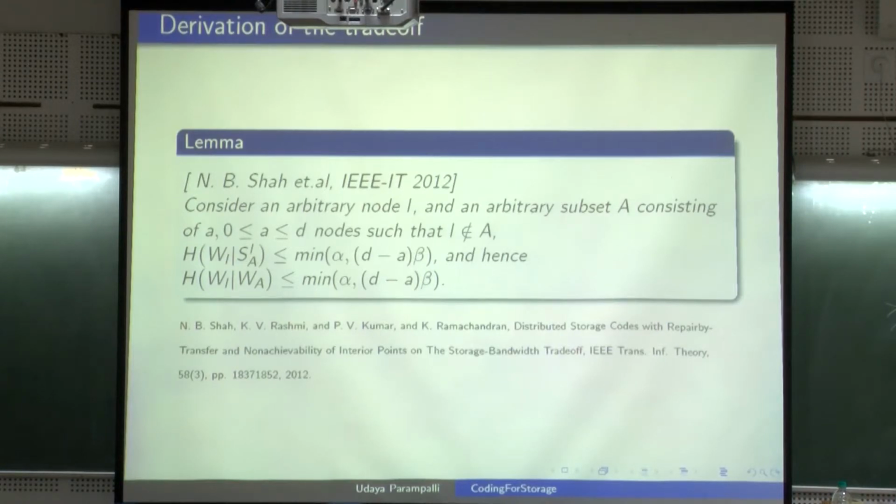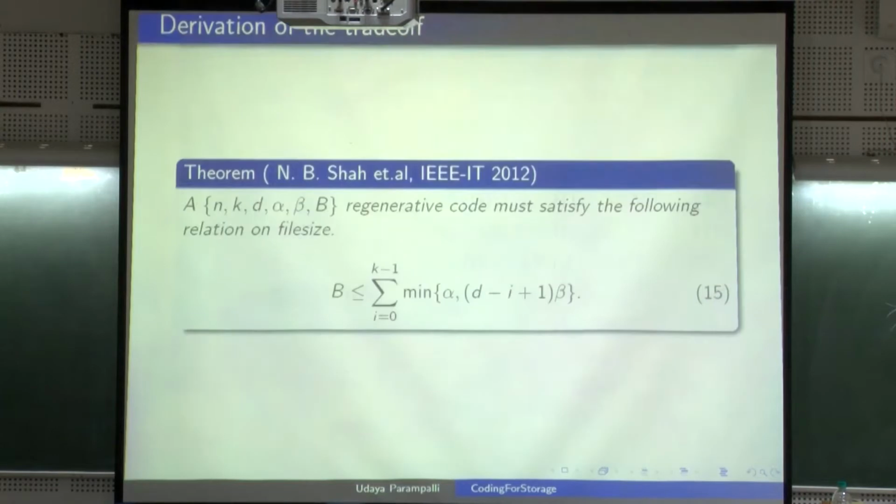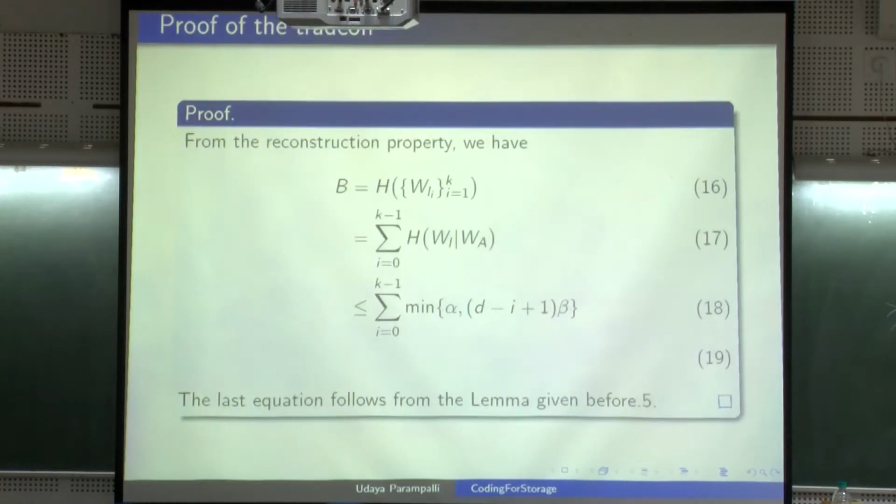Based on this lemma, you then apply the theorem. For any (n, k, d, alpha, beta) regenerative code, the following relation on file size must be satisfied. Beta is a file size: you have a message, and the message can be transformed into a file size. That is always less than or equal to the minimum of alpha, d minus i plus 1, beta. Now let us look at that result.